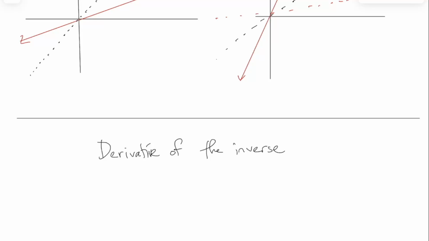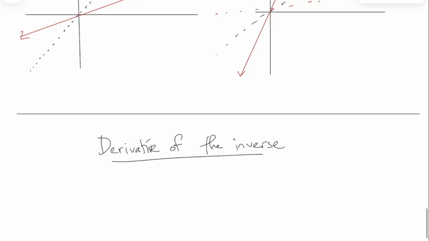Even if you are not able to find a formula for the inverse, like I said before, sometimes you just can't find a formula for the inverse. But even so, there is a formula for the derivative of the inverse, which you can always use. This is a little, I don't know, a little interesting in my opinion. There is a formula for the derivative of an inverse.